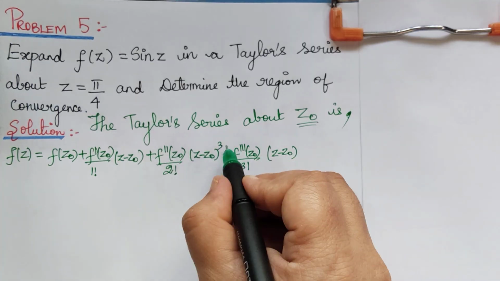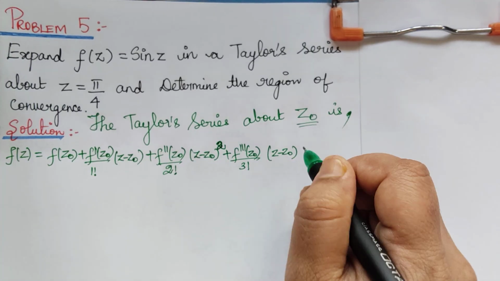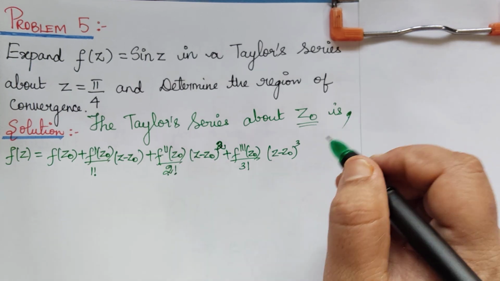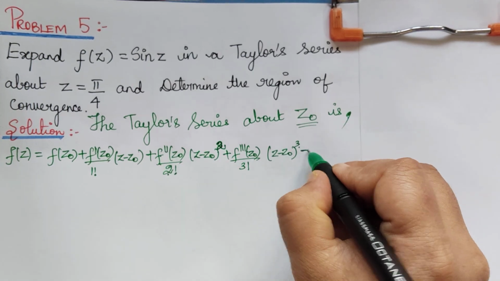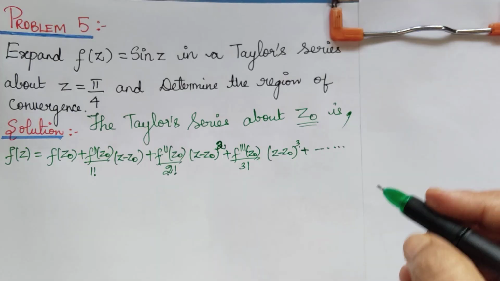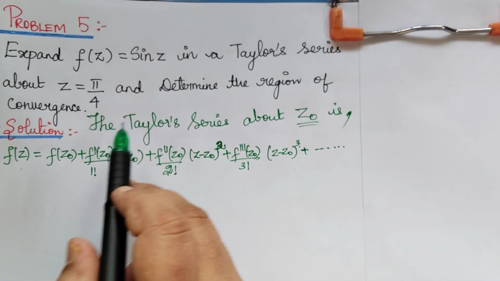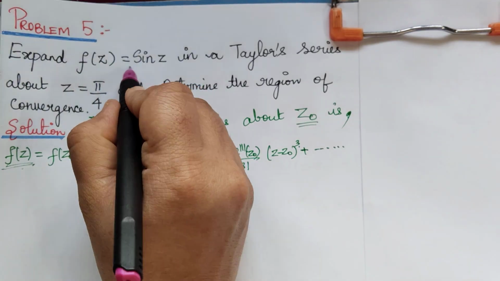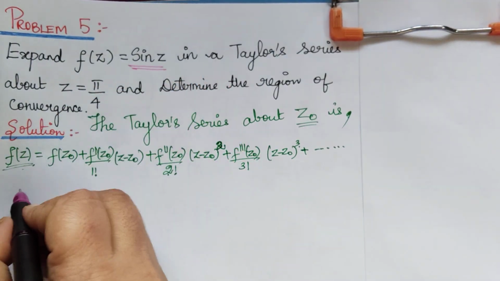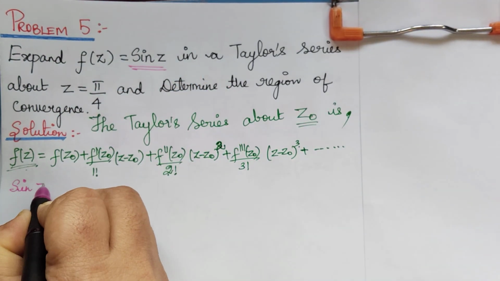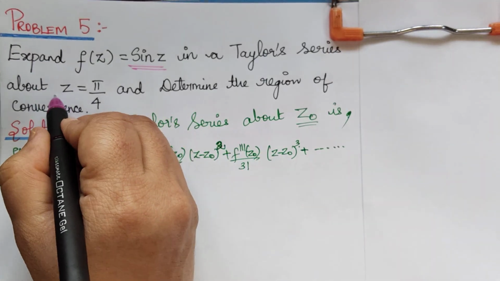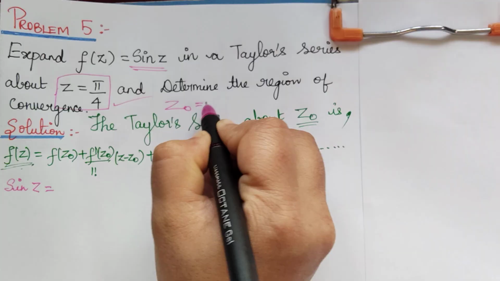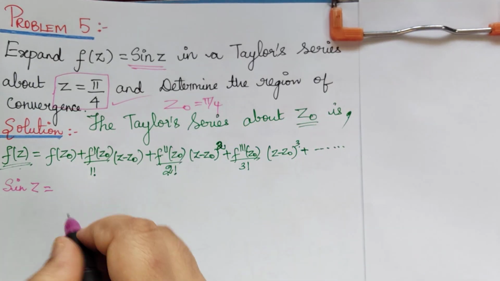I have written cube by mistake, so it is square and here cube. Since when we have double dash, it will be square here, triple dash, cube here, and this series keeps on going, and we have to substitute f of z over here. So what is f of z? It is equal to sine z. So let us substitute that. So sine z is equal to, and this is about the point pi by 4. So what is z naught here? Z naught is equal to pi by 4. So we shall substitute that.